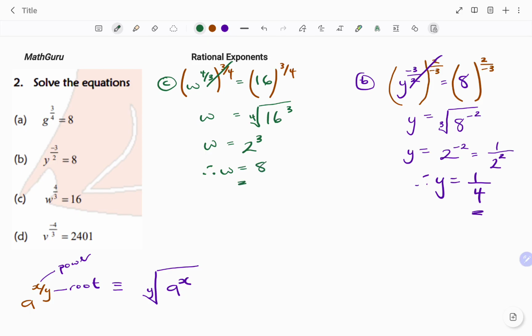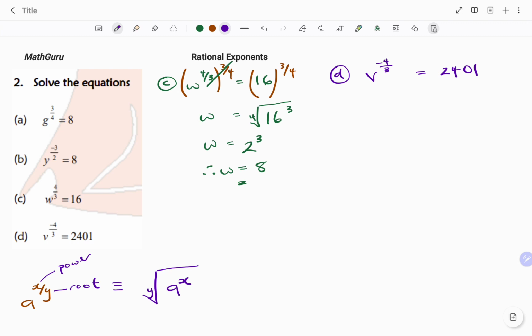And looking at the last example, the fourth example, I have v to the power of negative 4 over 3 equals 2,401. You can pause the video and try to solve that yourself. What you're going to do is raise the left-hand side to the inverse, that's negative 3 over 4. Whatever you do on your left, you do on your right. Therefore, this cancels, this becomes 1.